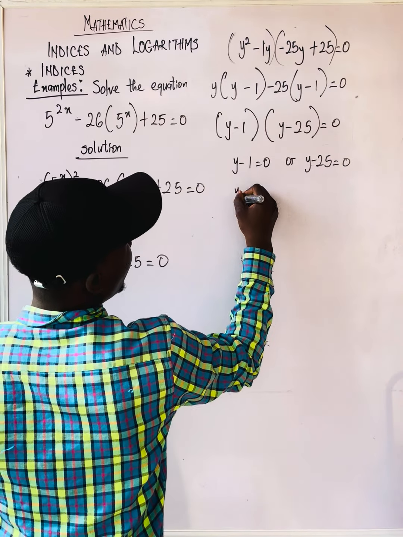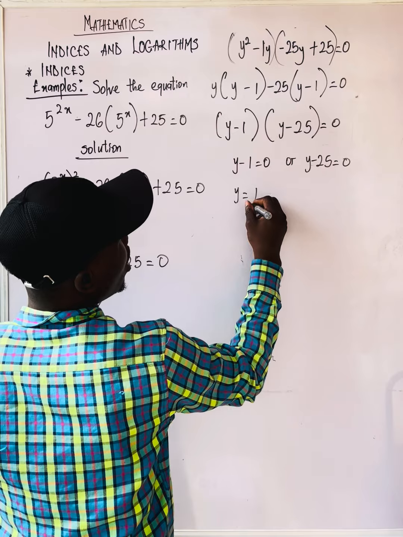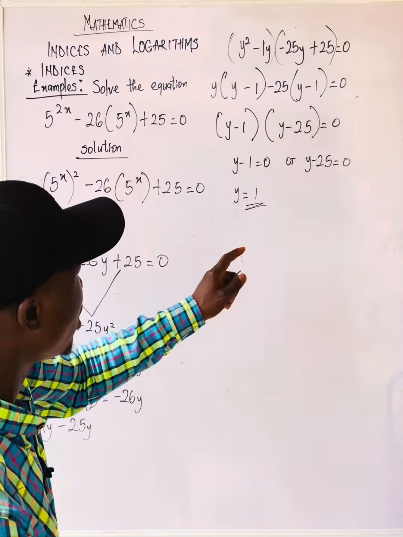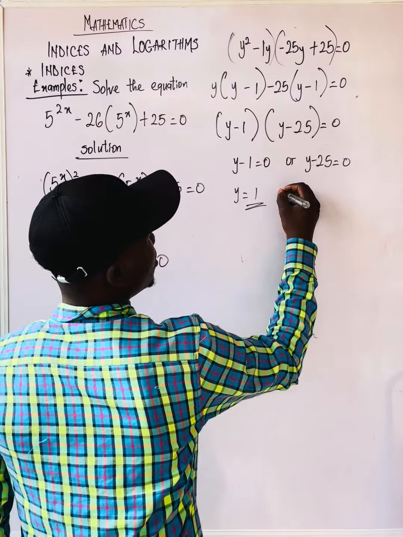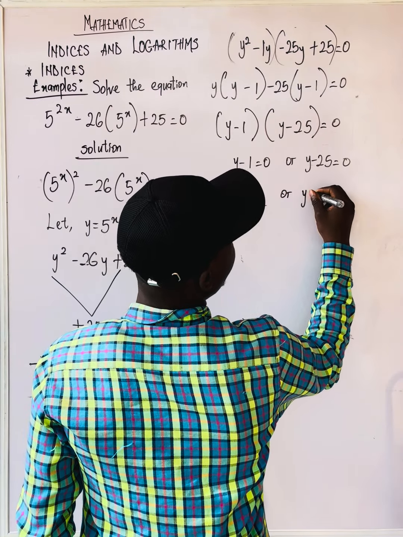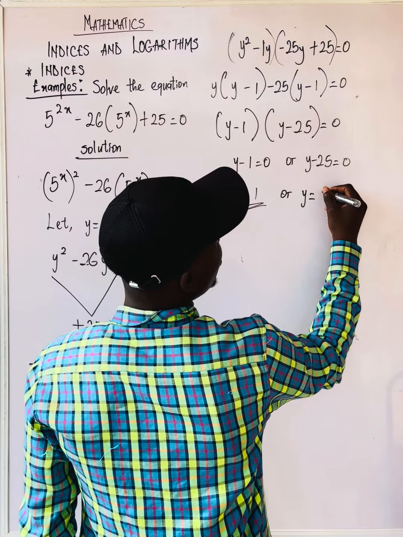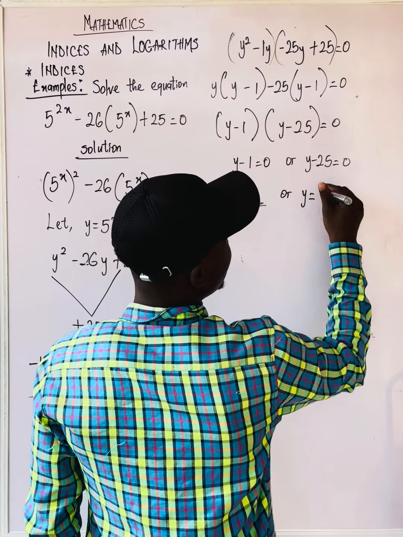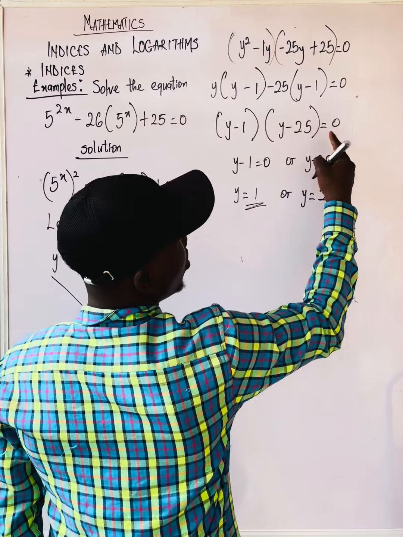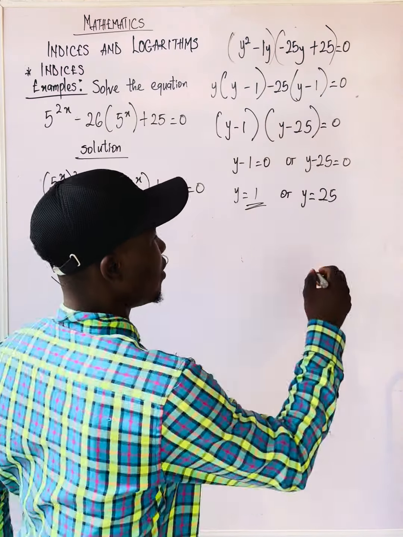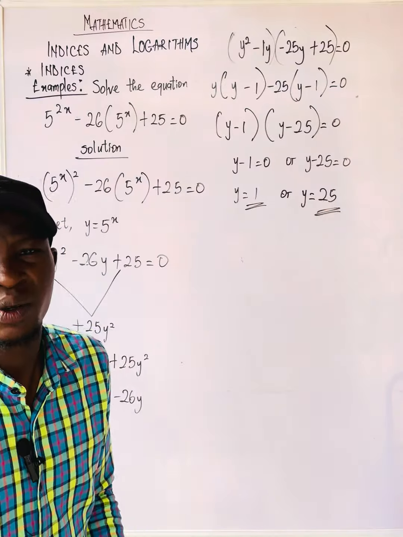Yeah, y will be equals to, when minus 1 crosses, that will be what? Plus 1, right? So, or y is equals to, when minus 25 crosses, that will be what? Plus 25, right? That will be 25. So these are the two answers we got.